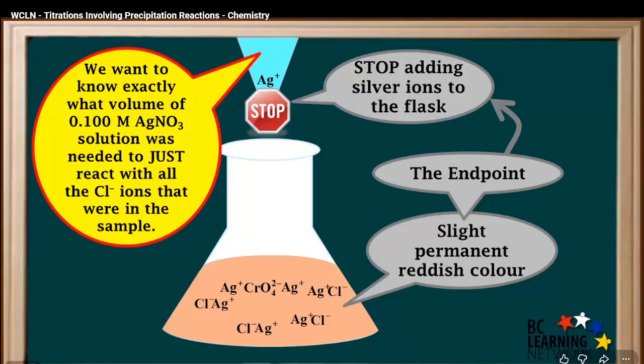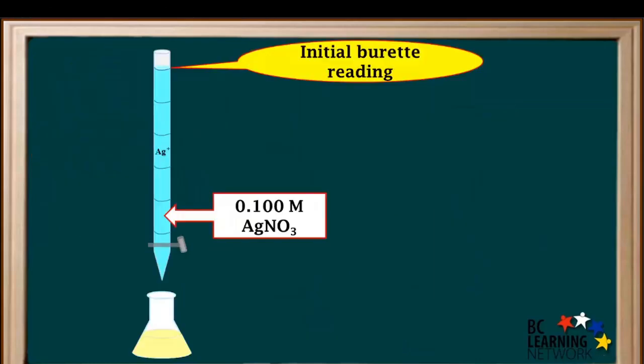Chloride ions that were in the sample. We record the initial reading of the AgNO3 solution in the burette just before we start the titration.